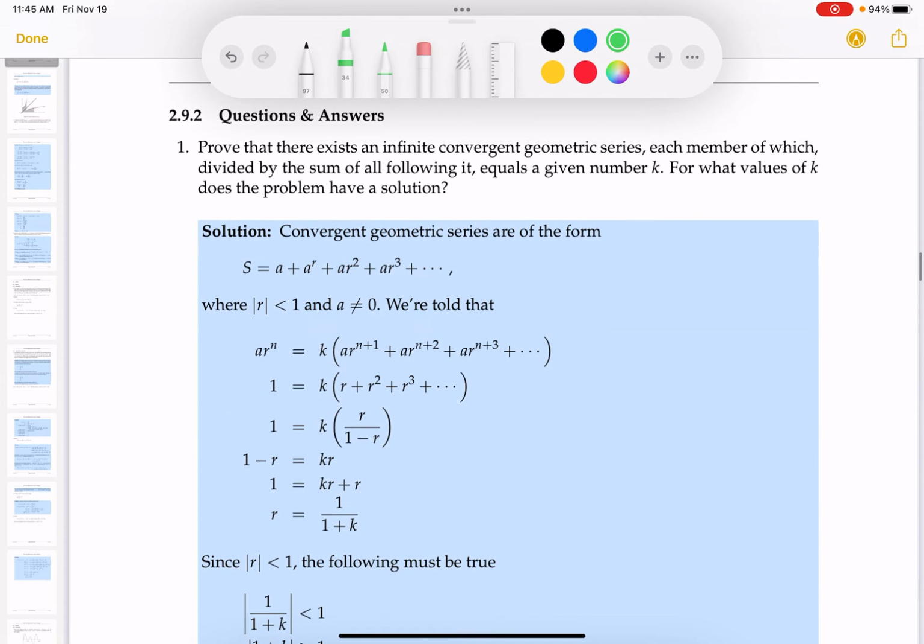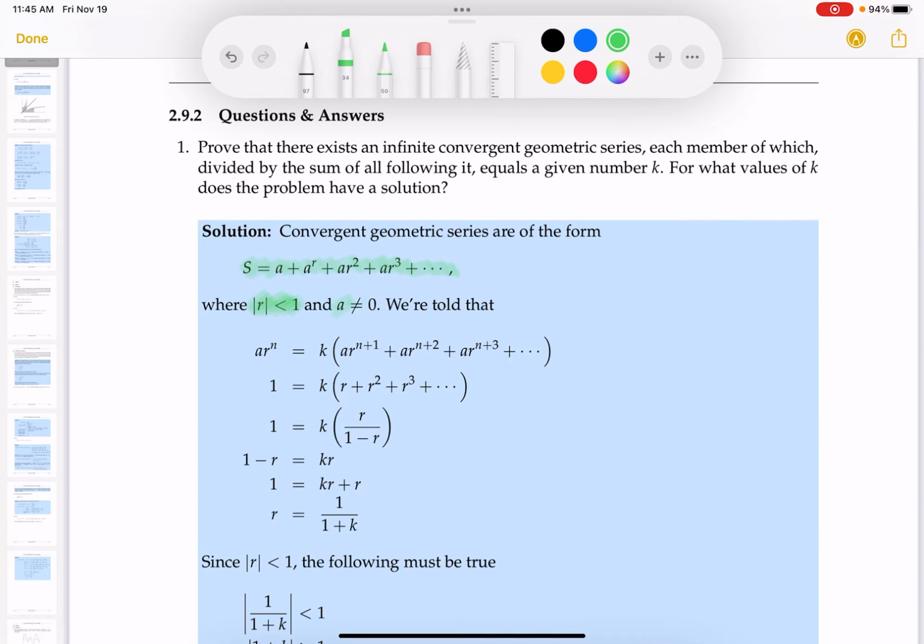I would try to do the problem first, but I want to point out, just reading it, I'm going to do number 1. I'll talk about the blue area in a second. So, prove there exists an infinite convergent geometric series. The first thing I do is I just write down what a geometric series looks like. It looks like this. That's an infinite sum, and that sum would be convergent only if this r, which is called the common ratio, is a proper fraction.